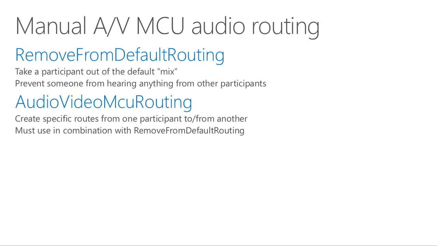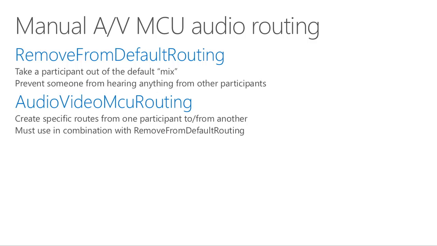There are two methods that you can use to modify the routing in a conference. The first one just removes someone completely from the audio routing mix in the MCU. And that's remove from default routing. There's a corresponding set of methods, which are the add to default routing methods that put them back in. So if you call this method and pass in a participant endpoint, that person will just stop being able to hear anything in the conference until you add them back in. By itself it's not very useful because normally you don't want to remove someone completely. You want them to hear just some of the participants in the conference.